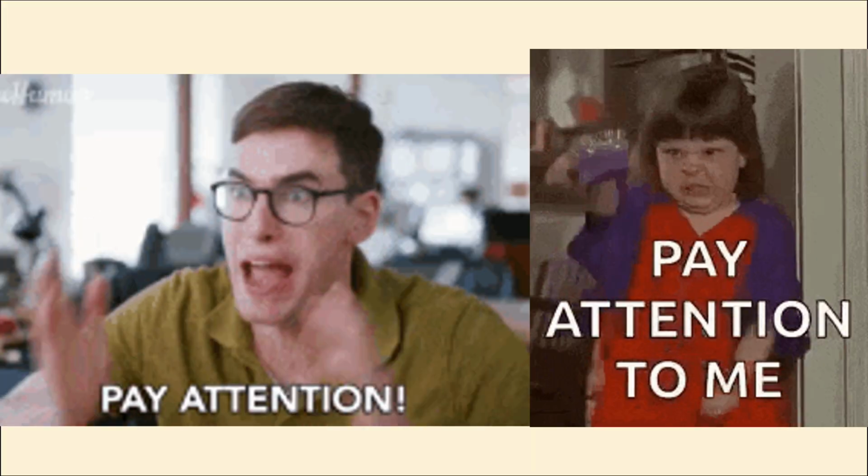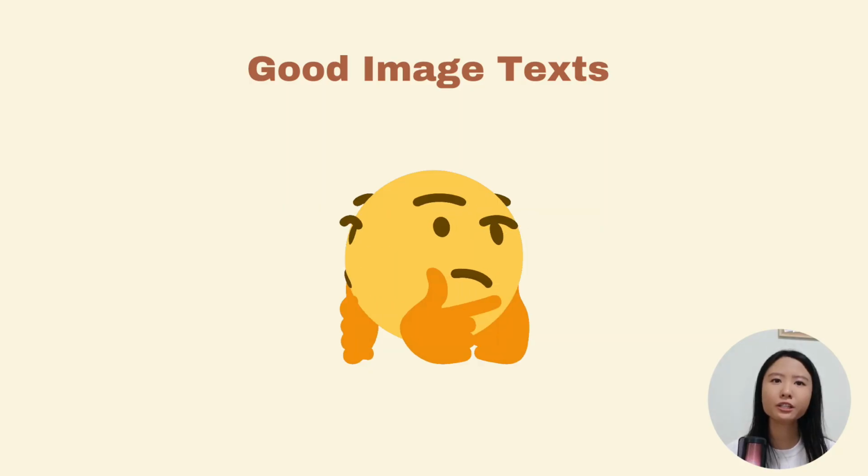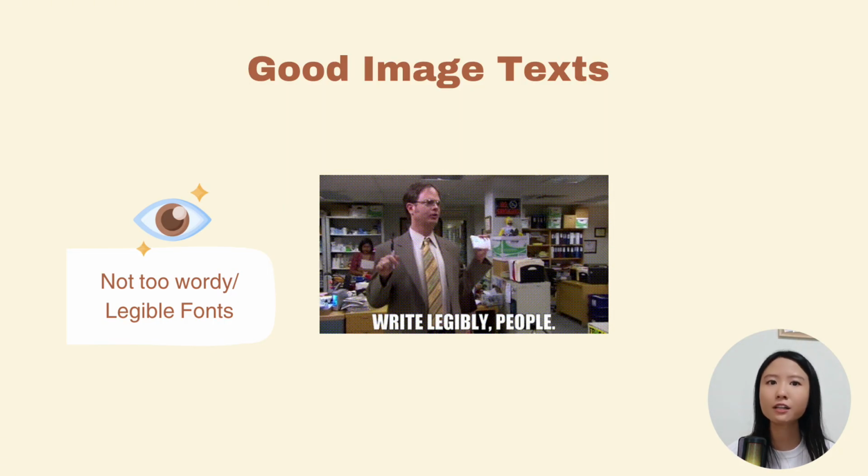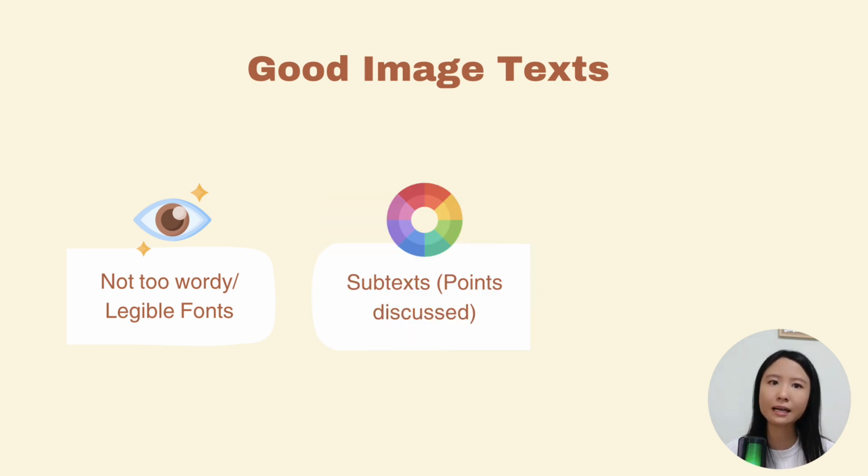Next, let's talk about image tags. Most of the time, people add tags to their image as it adds additional context to the post and can serve to still retain the audience's attention, even if the headline or image might not be that interesting to them. Good image tags on covers are not too wordy, use legible fonts, and most of the time contain subtext to bring more context to the user to decide whether or not to click the post.